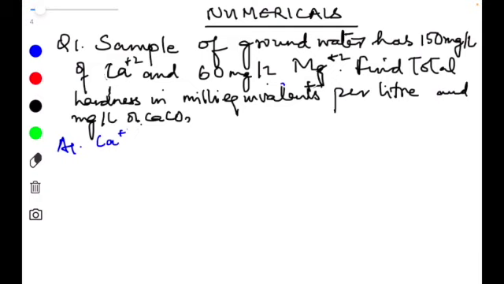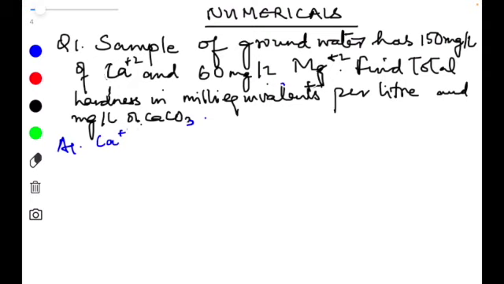So the question says the sample of groundwater has 150 milligrams per liter of calcium ion and 60 milligrams per liter Mg+2, or the magnesium ion. Find the total hardness in milli equivalents per liter and milligrams per liter of calcium carbonate. So let's see how to deal with such numericals.